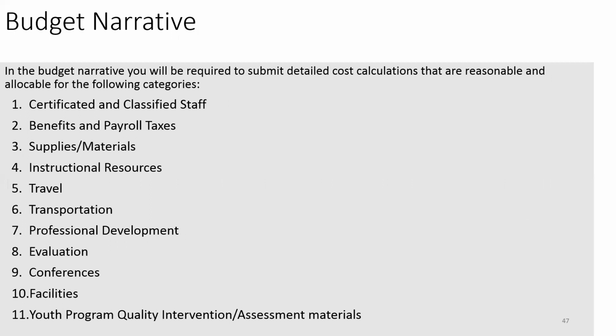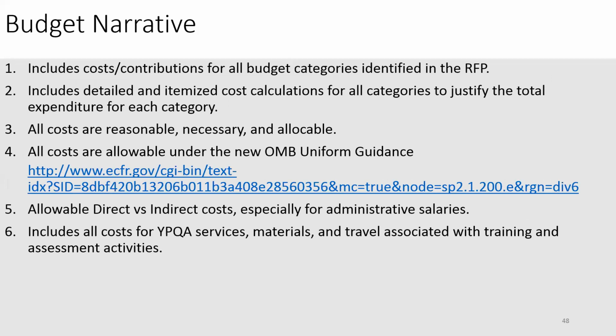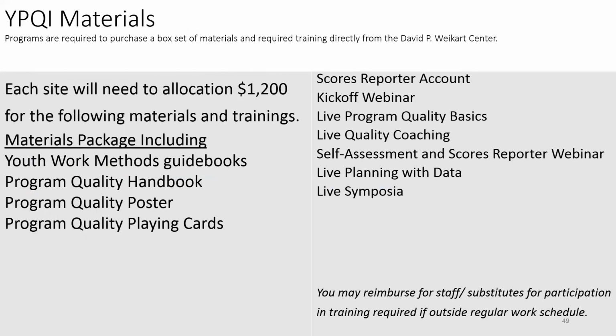Heidi already went over the whole budget narrative, so we don't really need to cover that. And for the YPQI materials, I'm going to suggest that we talked about the $1,200 minimum, which covers this.